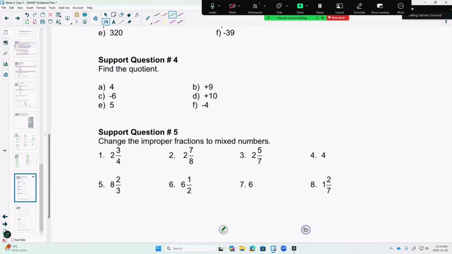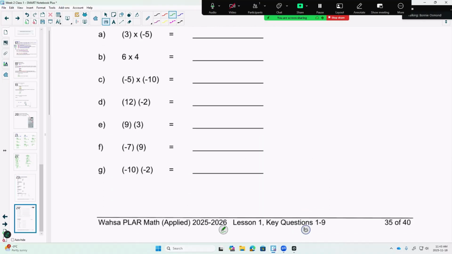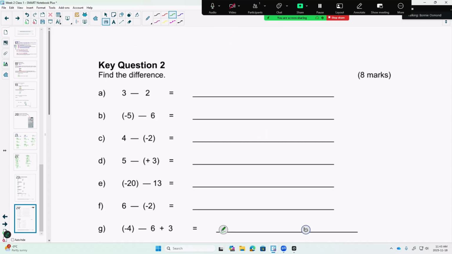As you do the support questions, make sure you check your answers at the end. If you're doing really well, you can move on to the key questions. So key question number 2 is finding the difference. So again, like I said, show me your work. Write it out so that I can see what you're doing.